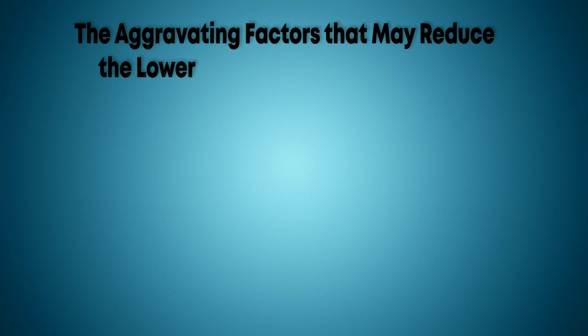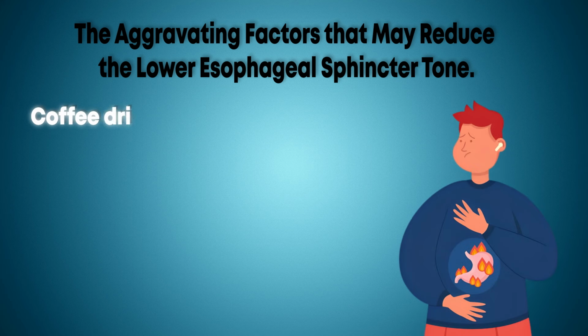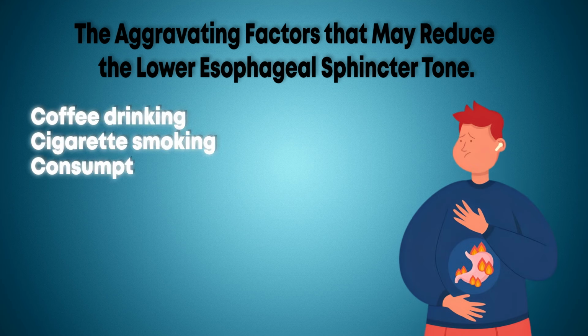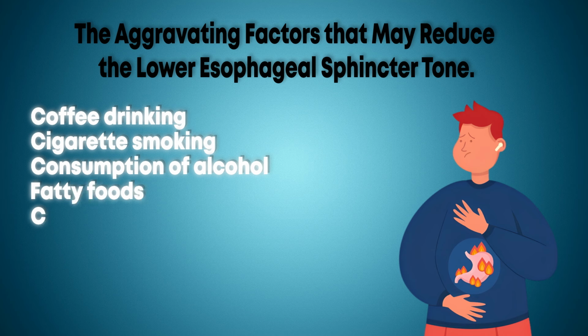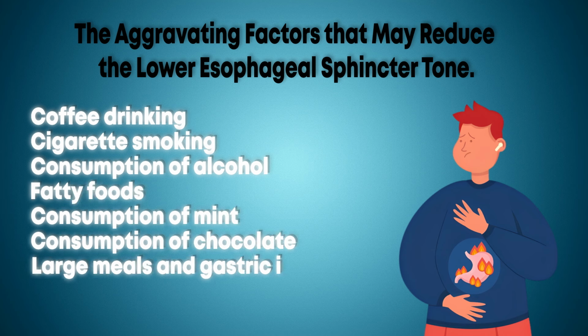The aggravating factors that may reduce the lower esophageal sphincter tone. GERD is associated with coffee drinking, cigarette smoking, consumption of alcohol, fatty foods, consumption of mint, consumption of chocolate, large meals, and gastric infection with Helicobacter pylori.